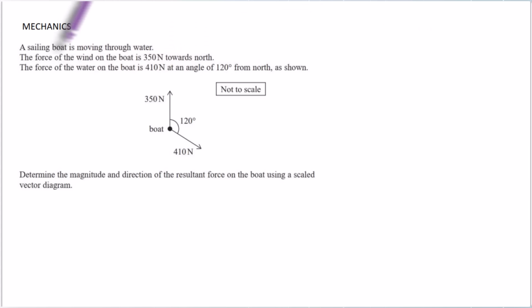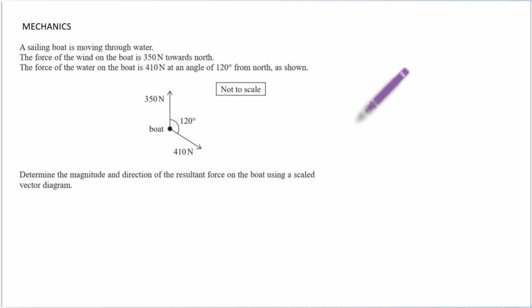So a sailing boat is moving through the water. The force of the wind on the boat is 350 Newton towards the north. The force of water on the boat is 410 Newton at an angle of 120 degrees from the north. Determine the magnitude and direction of the resultant force. So I need to find the resultant of these two forces.